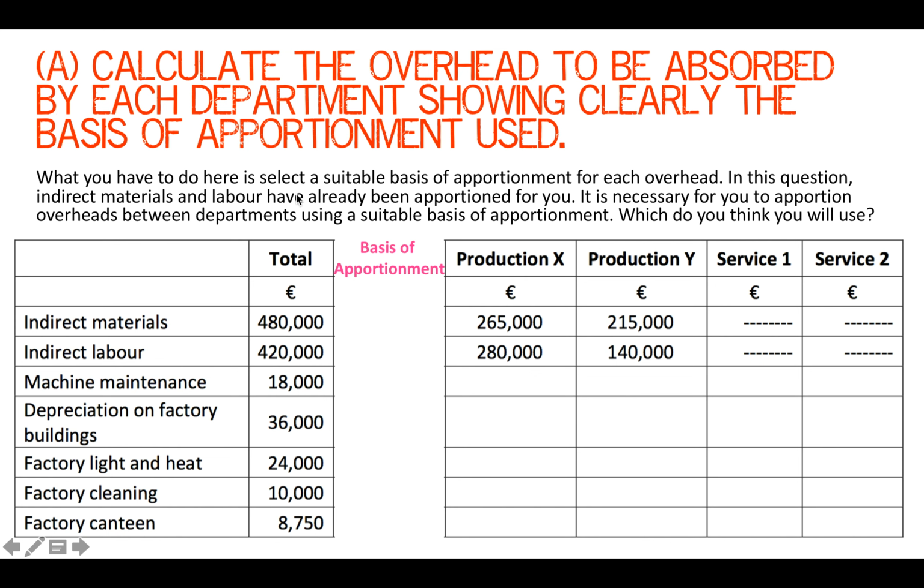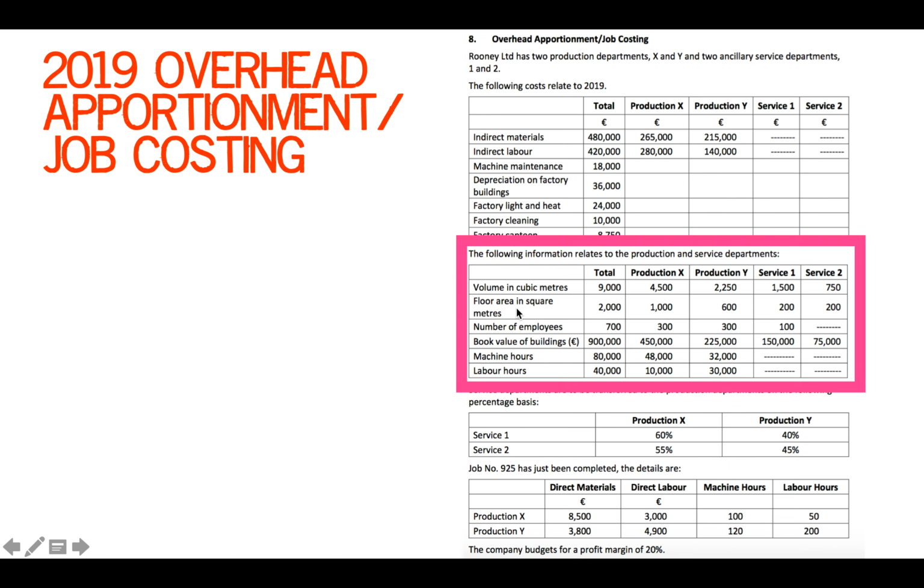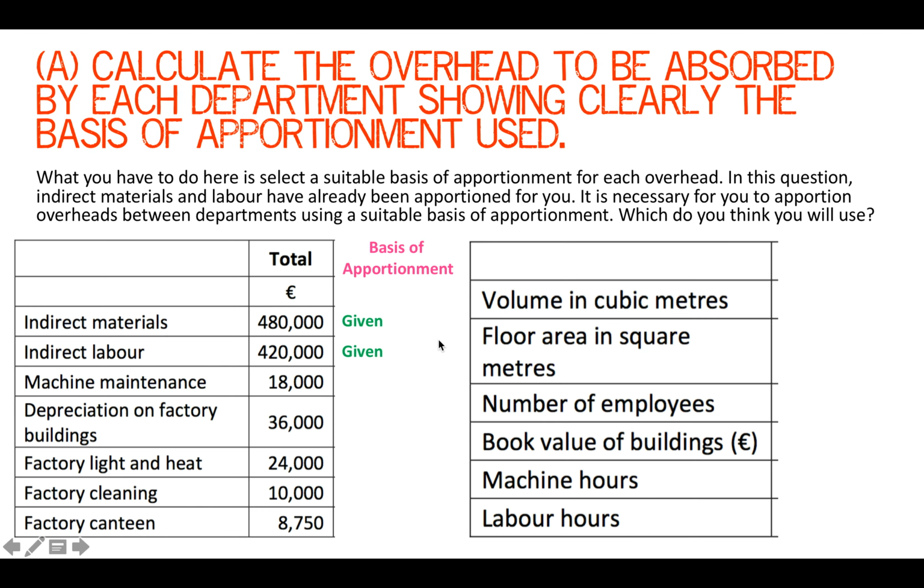What you have to do here is select a suitable basis of apportionment for each overhead. In this question, indirect materials and indirect labour have already been apportioned for you, so you can see that they've already been done. It is necessary for you to apportion overheads between departments using a suitable basis of apportionment. Which do you think you will use? Let's have a look at this information here, which relates to the production and service departments, and see which might apply.